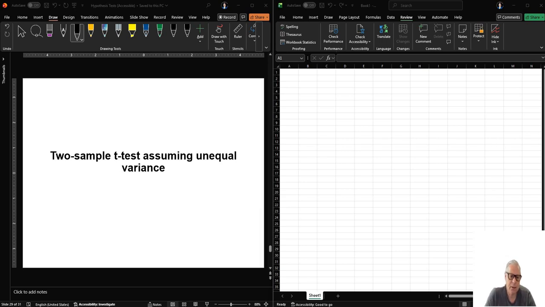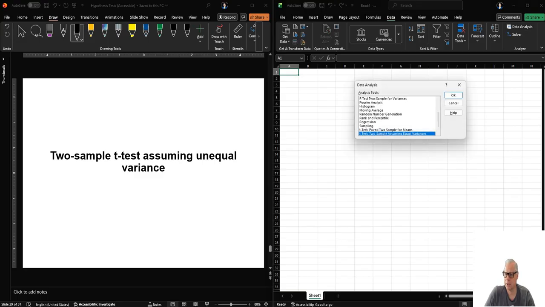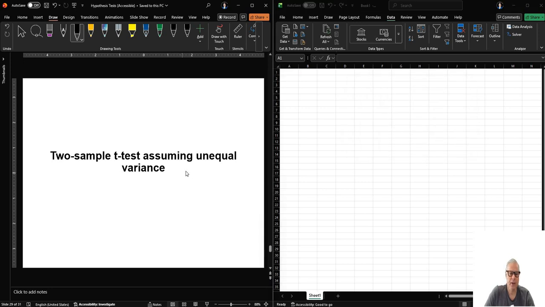Okay, so the final t-test we want to look at is a two-sample t-test assuming unequal variance. So if you go to your data analysis section in Excel, this would be this test here, a two-sample t-test assuming unequal variance. So let's cancel and take a look at the data.